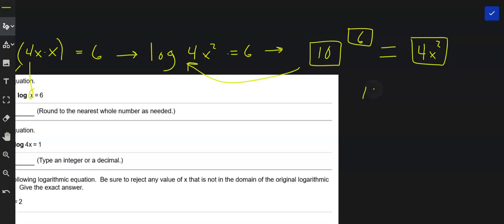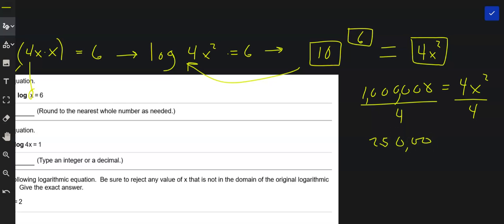1 million, right? Divide by 4. So 250,000, and we want to take the square root of 250,000. Square root, 500. Look at that. 500.